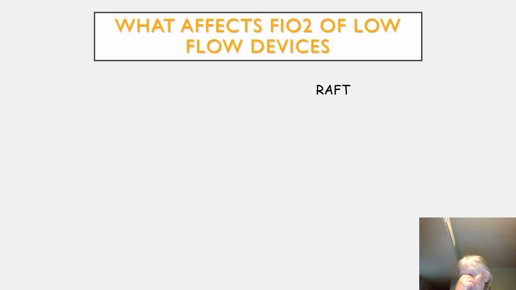So what are some of the things that affect the FiO2 of low flow devices? We like to limit that terminology to RAFT. And what does RAFT stand for? It stands for respiratory rate. Normal respiratory rate is between 12 and 20. If you're breathing 32 times a minute, you're going to definitely affect the FiO2 we're giving you, and we may have to give you a stable or fixed FiO2 at that point.